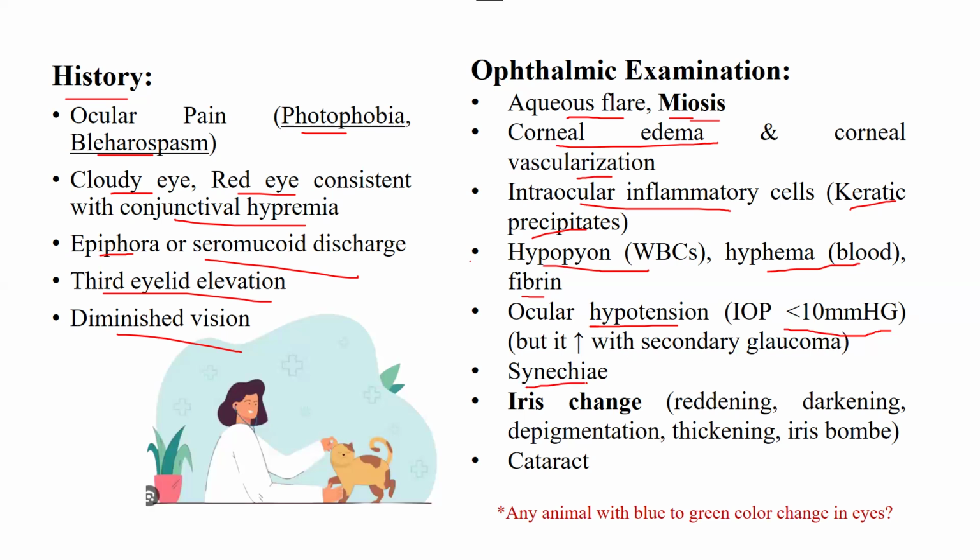Synechiae. What is synechiae? We have discussed that in the previous video. That is adherence of the iris either with the cornea or with the lens. Because it's an anterior uveitis, definitely the iris is going to be attached to the cornea.